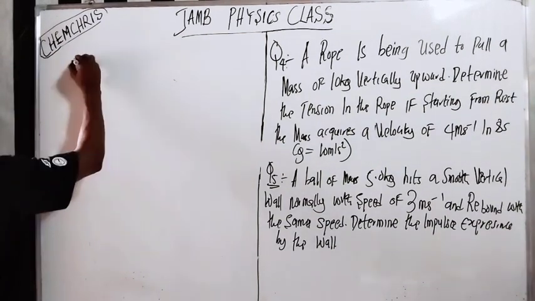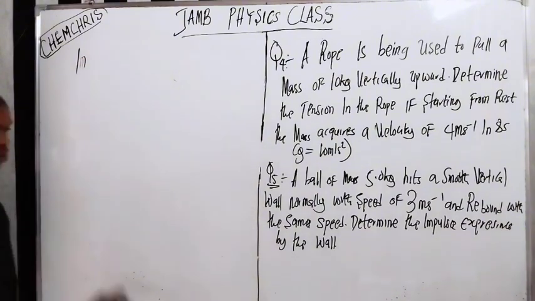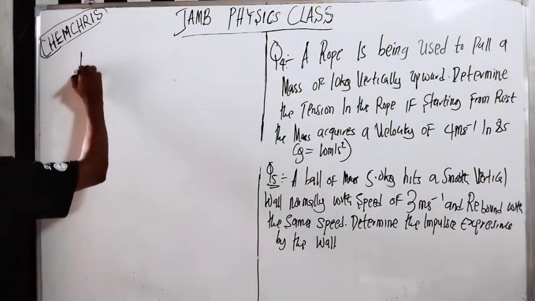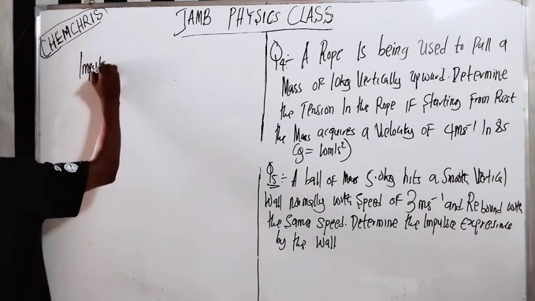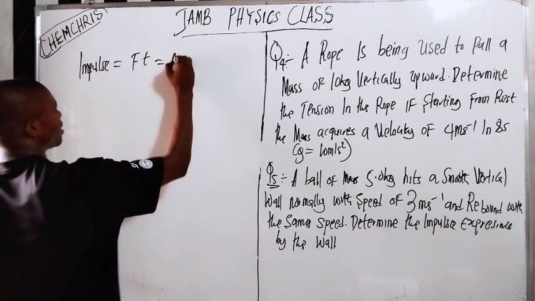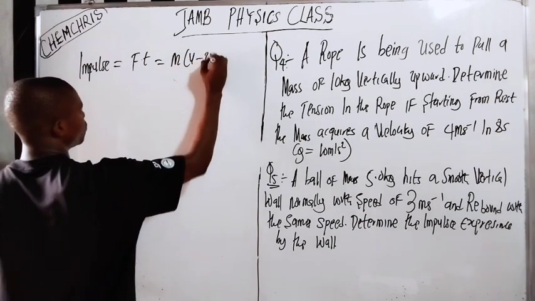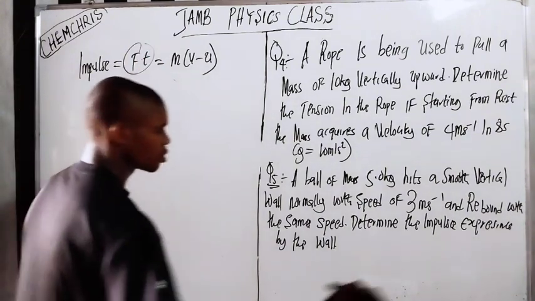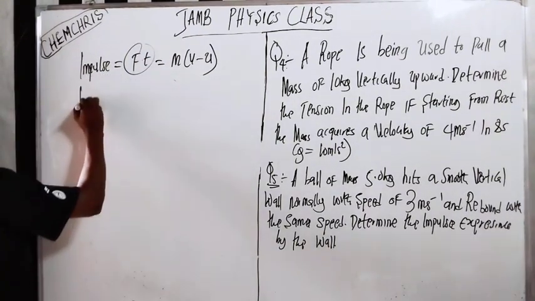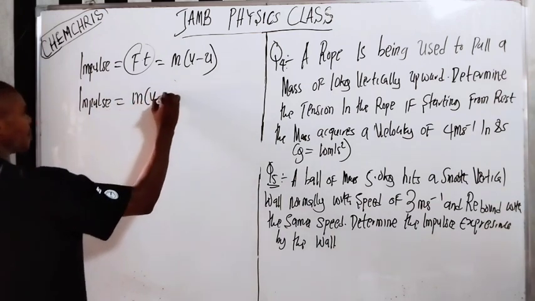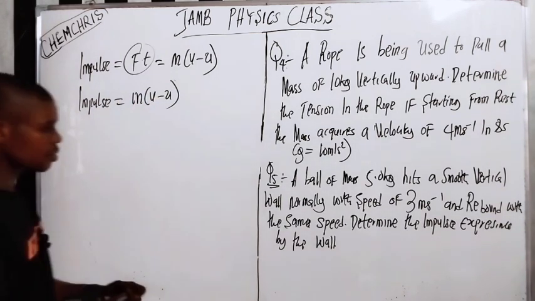Now when you talk about impulse, what do you understand by impulse? Impulse equals force times time, which equals mass times v minus u. So we cannot use the other formula here; we are going to use this one. You understand? So impulse equals m times v minus u. Can you see that?